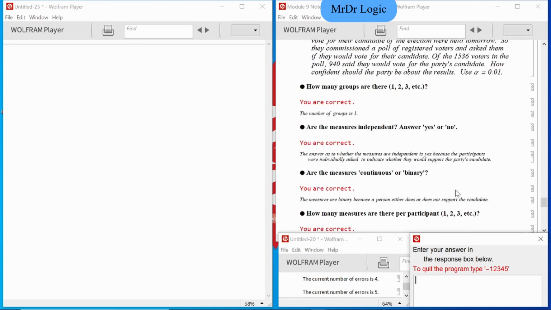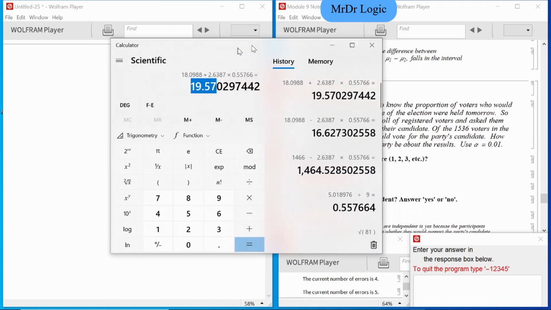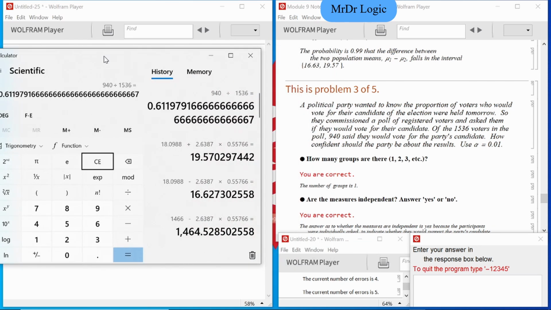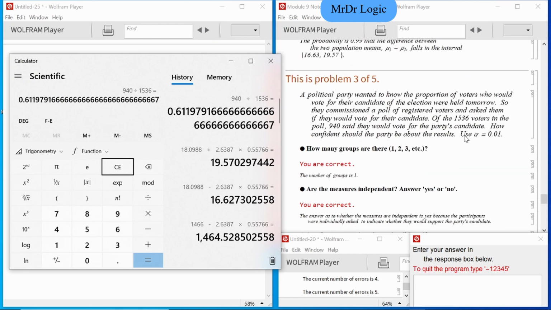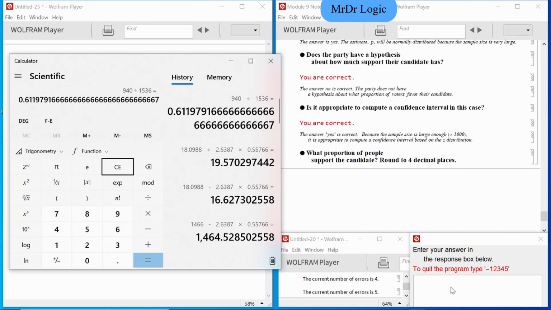What is the portion of people that's amount the thing? Okay, so in this case, it's just going to be a simple 940 divided by 1536. Total number of people voted, they would vote for the party's candidate. So this would be a simple 0.612.